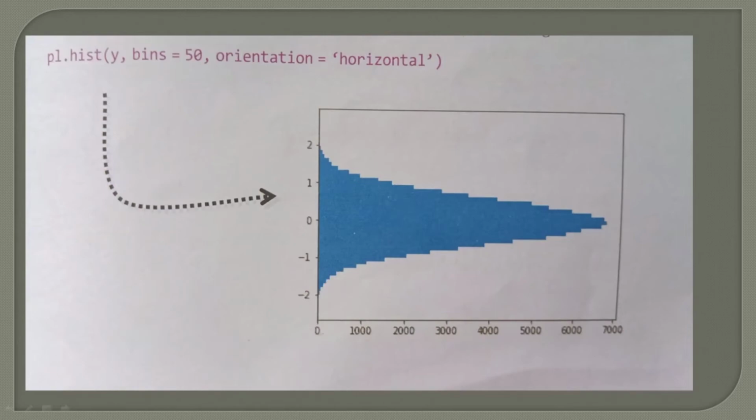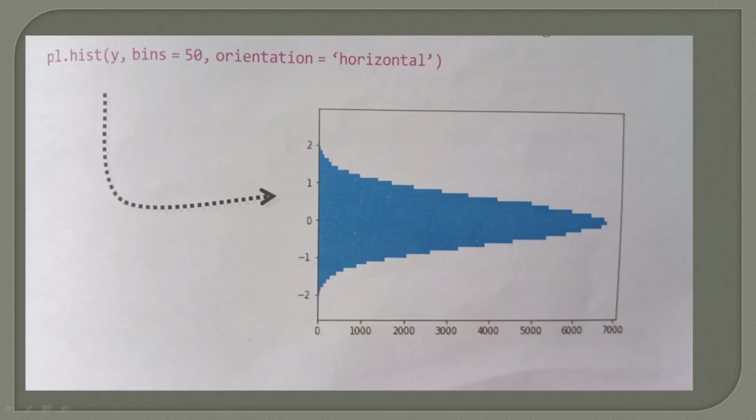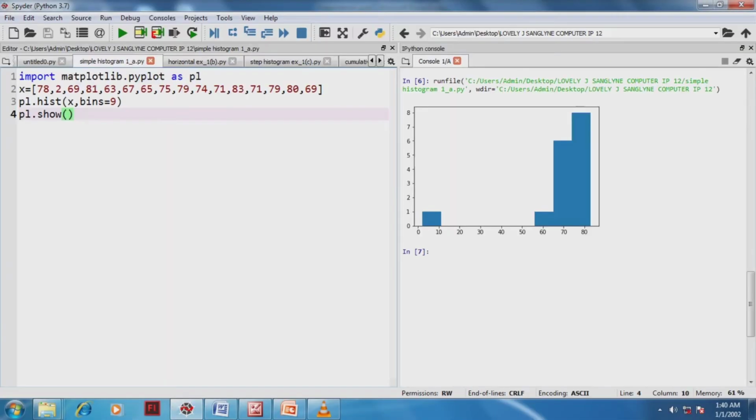To plot a horizontal histogram from an ND array with 50 bins and orientation equal to horizontal, we can specify horizontal for orientation. So now let me show with the help of a program.